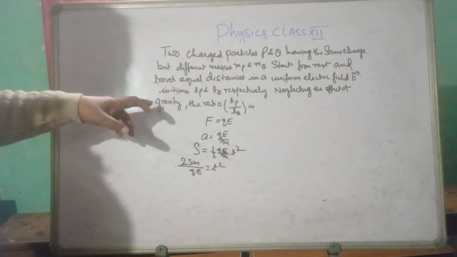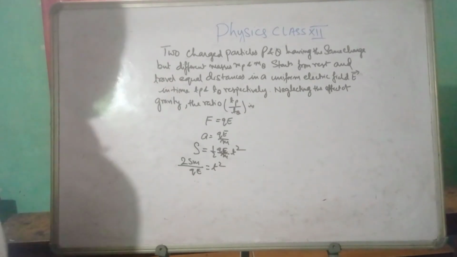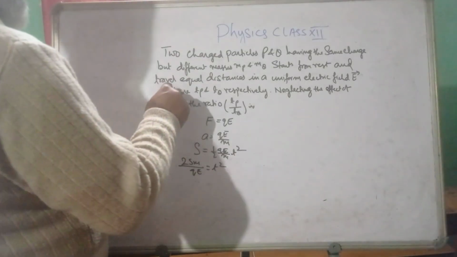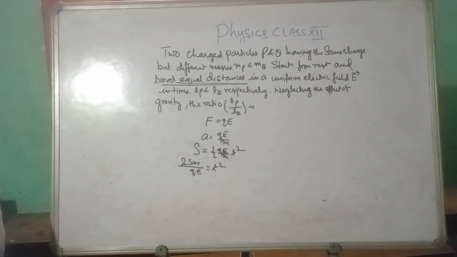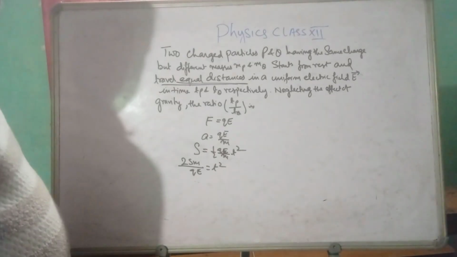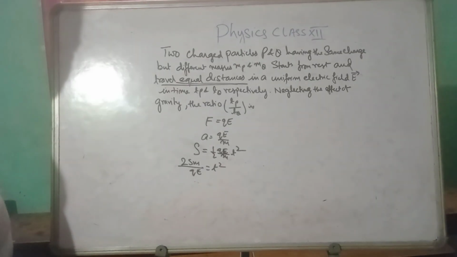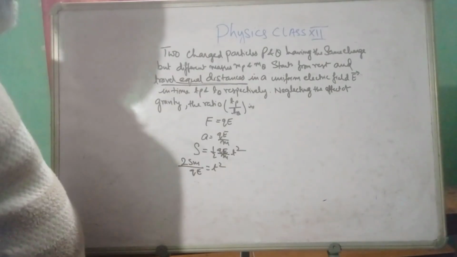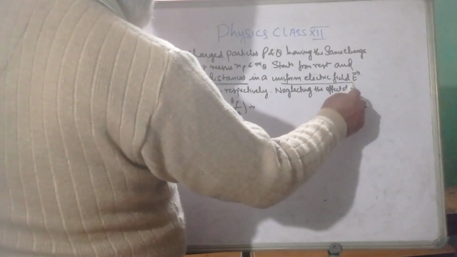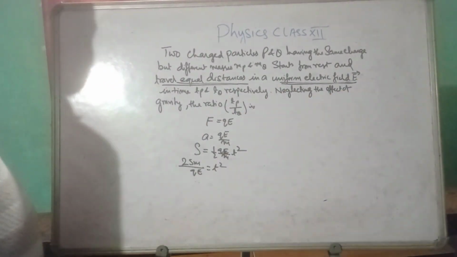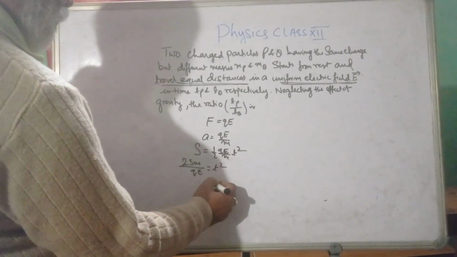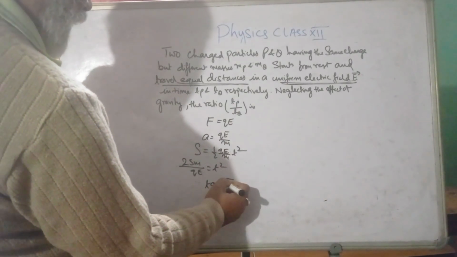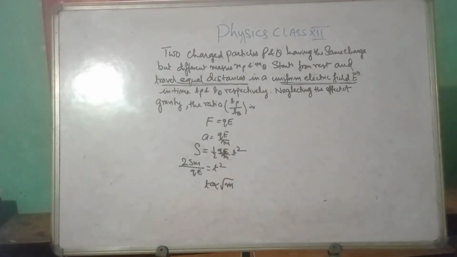Because they start from rest and travel equal distances. The two charges travel equal distances, means your distance is constant, charge is constant, and it is a uniform electric field. Uniform means your electric field is constant. So from here we get that T is proportional to root m.